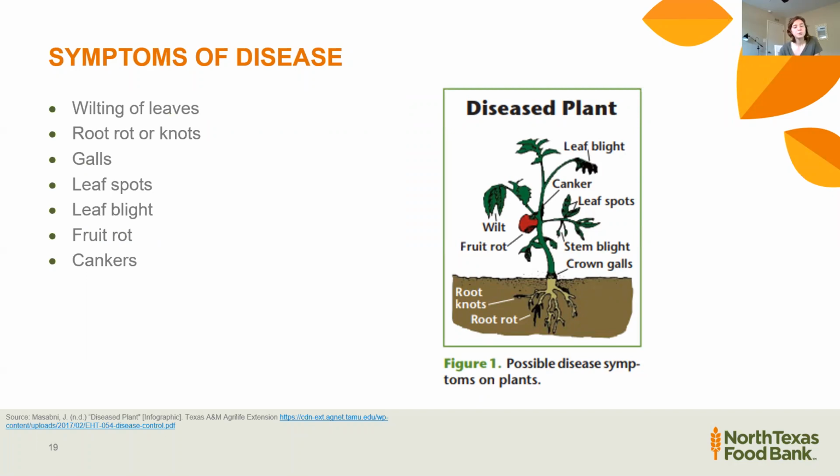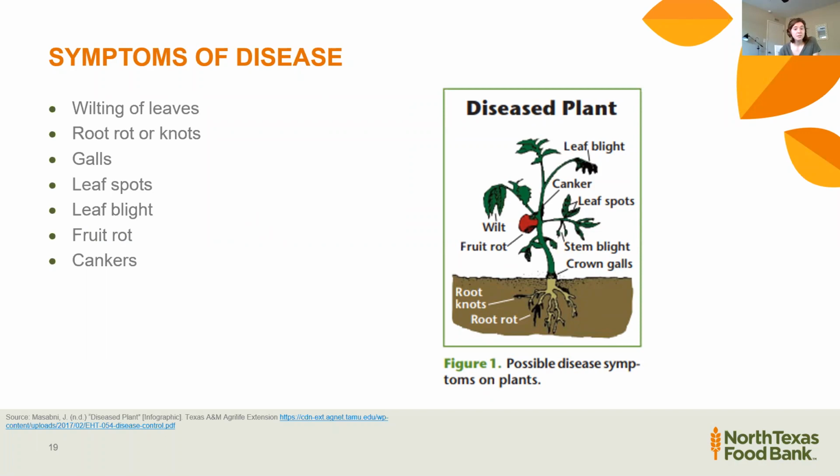There's root rot or root knots. So root rot is what it sounds like, the root's gonna rot. But with root knots, you're gonna have these knot looking growths in your roots. Root knots are really common for vegetable plants if you have those. So just be mindful of that.